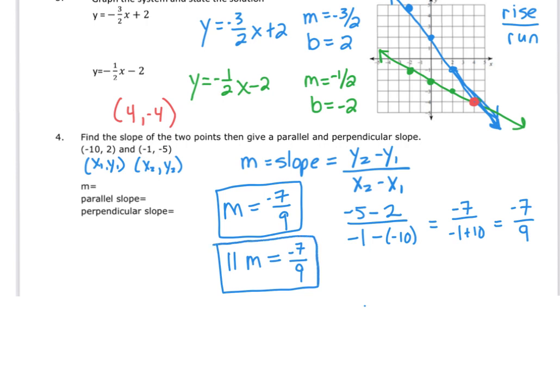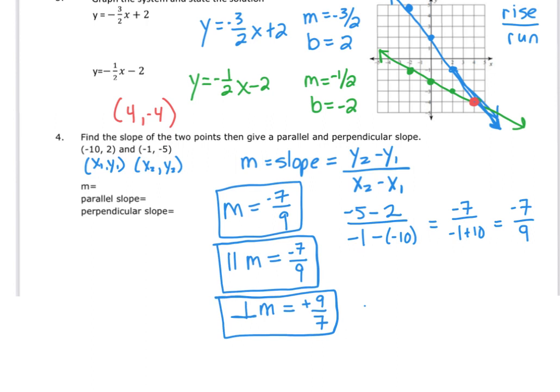And then a perpendicular slope. If you remember, the symbol for perpendicular looks something like this. A perpendicular slope would be the opposite reciprocal. So if one is negative, then your other one will be positive. So we've got a positive 9 over 7 as a perpendicular slope.